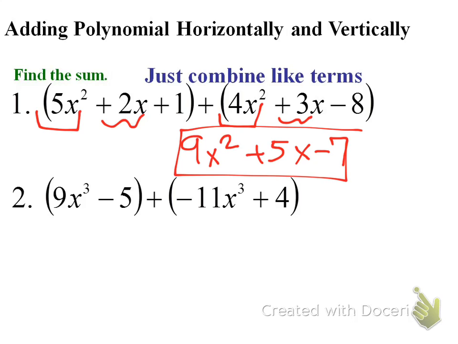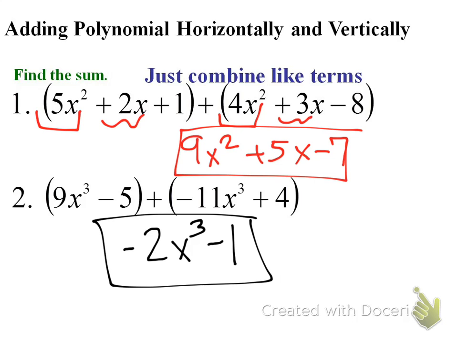This should probably feel like a review today. Hopefully you're thinking that right now as we're going through this. What about number 2? Negative 2x cubed. Good. Minus 1. Great. So, again, whenever there is a plus sign in between two polynomials, you can simply just combine the like terms. Any questions?